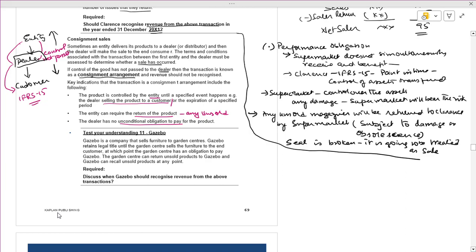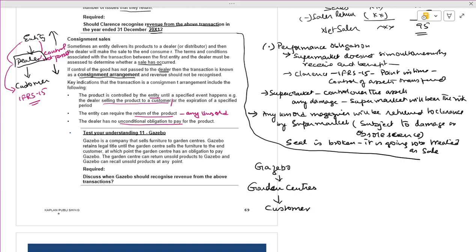Fine. Now, coming back to this. Gazebo is a company that sells furniture to garden centers. Make it very clear. Gazebo will send it to the garden centers. Gazebo retains the title and the garden center sells the furniture to the end customer. Once we have completed this, we will move to the examination question. If you understand this, the practice questions are very easy.